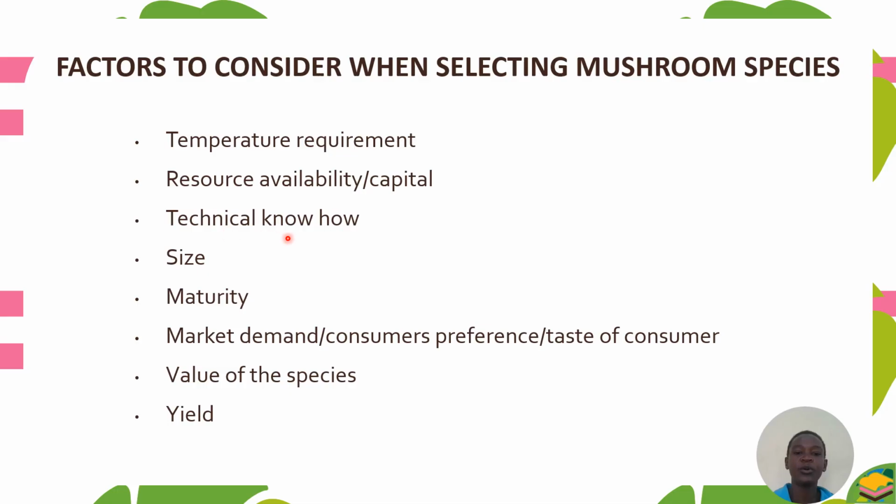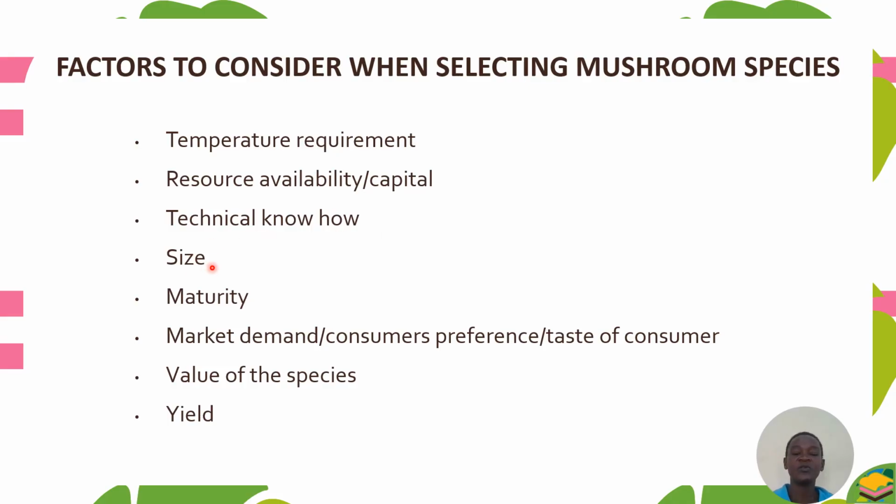Then technical know-how is also another factor. So it will depend on your skills, managerial skills. If you are capable to grow oyster mushroom, it means you go for oyster. If you are capable enough to grow button mushroom, it means you go for button.